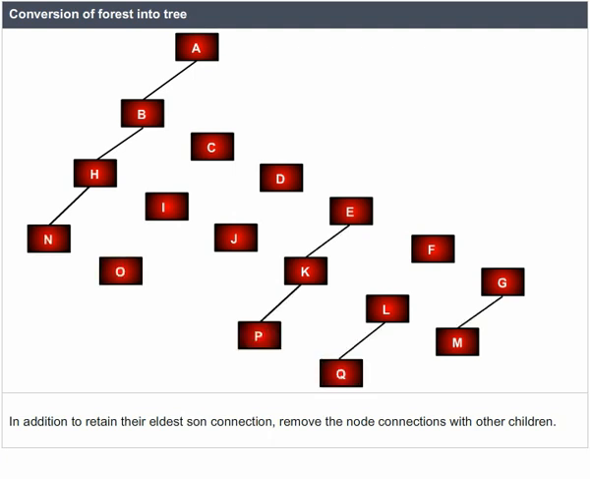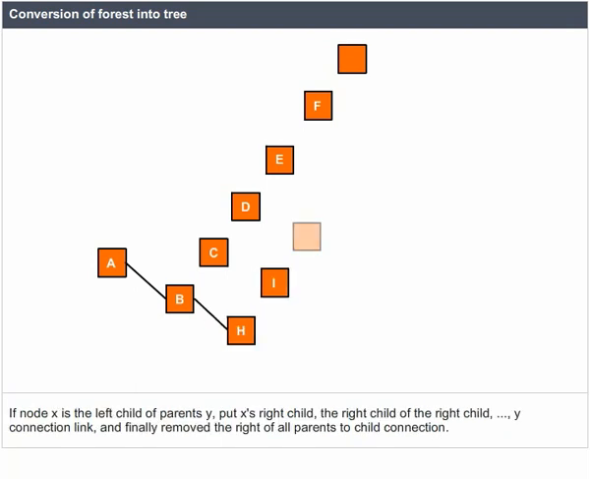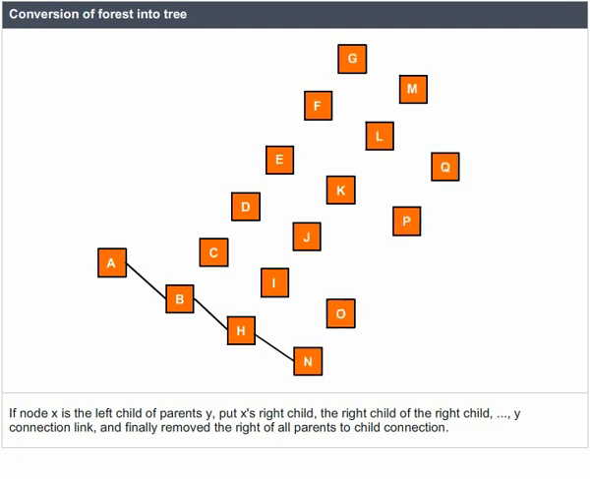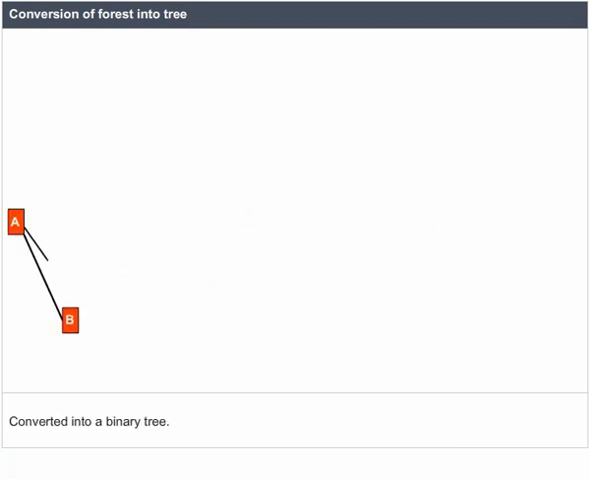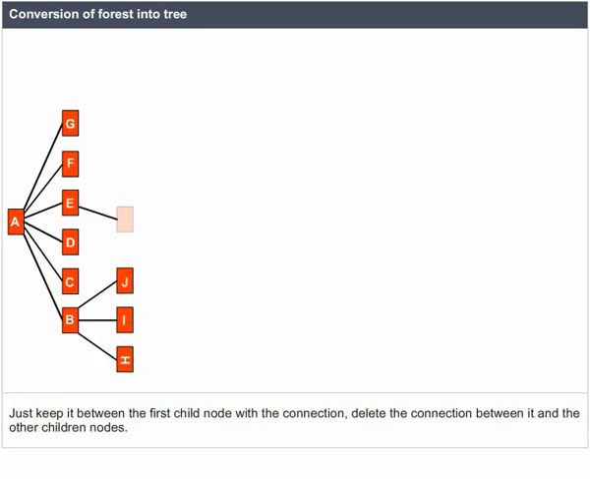Binary tree to tree or forest conversion. To convert a binary tree and forest the natural way: if node X is the left child of parent Y, put X's right child, the right child of the right child, as Y's children, connect them to Y, and finally remove the right child connections of all parents. Converted into a binary tree. To convert into a binary tree as follows: the tree plus a connection between all neighboring brothers for each node in the tree. Just keep the connection between it and the first child node, and delete the connection between it and the other children nodes.